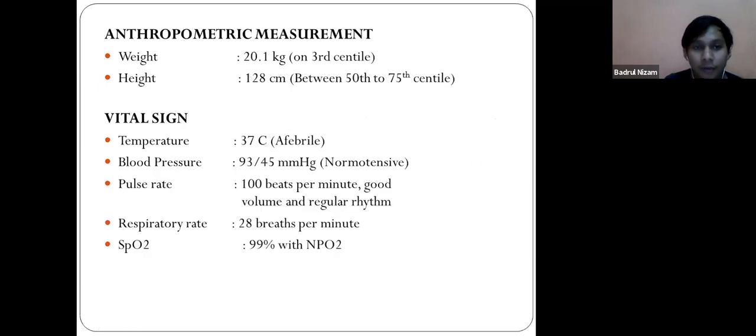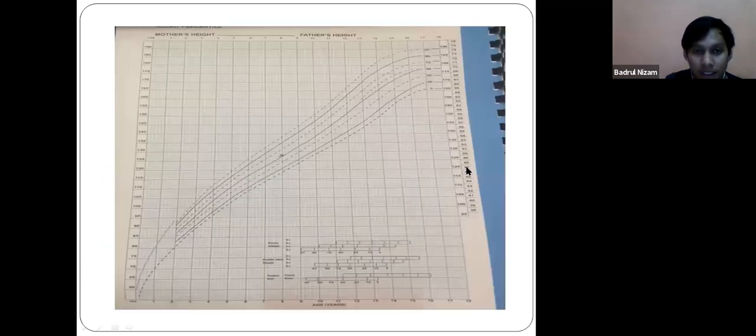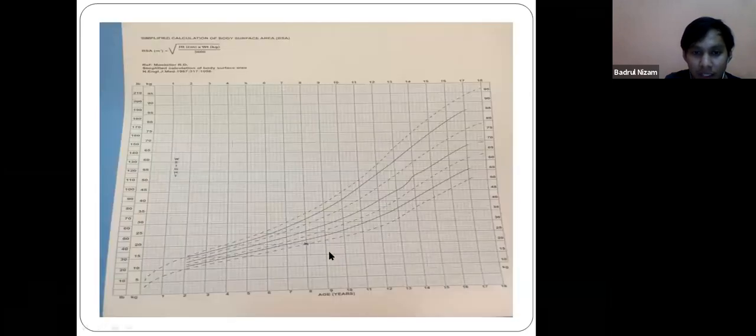So for the anthropometric measurement, the weight of the patient is on the 3rd centile. The head is between 50 to 75 centile. Otherwise, the vital signs for this patient on the day of examination were normal. So this is the height of the patient, between 50 to 75 centile. The weight is on the 3rd centile. So probably we cannot say that the patient has failure to thrive. It's probably just because the patient is thin.